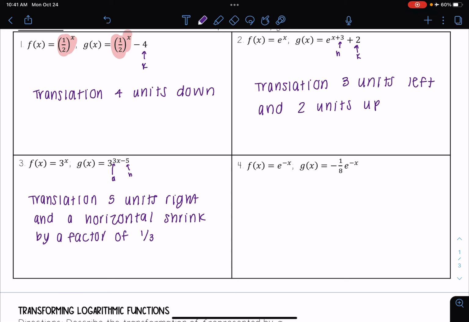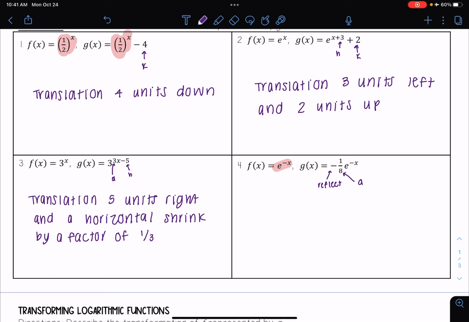Okay, let's look at one more. Here I have f of x is equal to e to the negative x, and g of x is equal to negative 1/8 of e to the negative x. Here it's really tempting to see, okay, I have a negative x, so that means this is a reflection in the y-axis. But you need to look at your function that you're starting with. The function I'm starting with, it's already e to the negative x, so that's actually not a transformation that has happened. However, there is this negative out in front, so that is a reflection. And then I have this 1/8, which is my a.